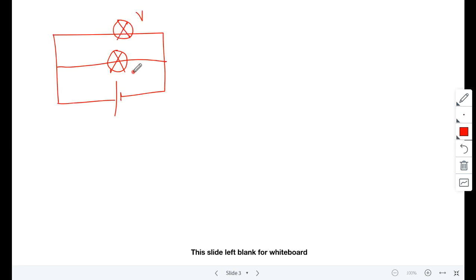So previously in series circuit it was the current which remains the same, but in parallel circuit it's the voltage that remains the same. So if this is V, this is V, and the total voltage is V, which means potential difference should remain the same. So potential difference here is V, it's V, and it's V. Okay, so potential difference across every component and the total potential difference, they all should be equal to each other. That's the very first point for a parallel circuit.